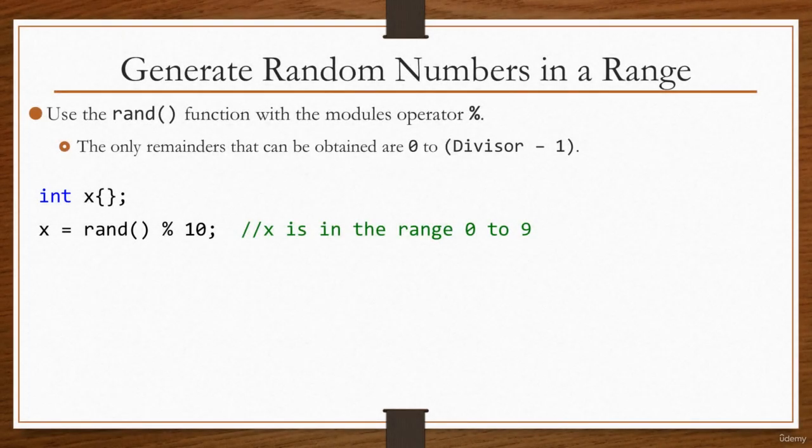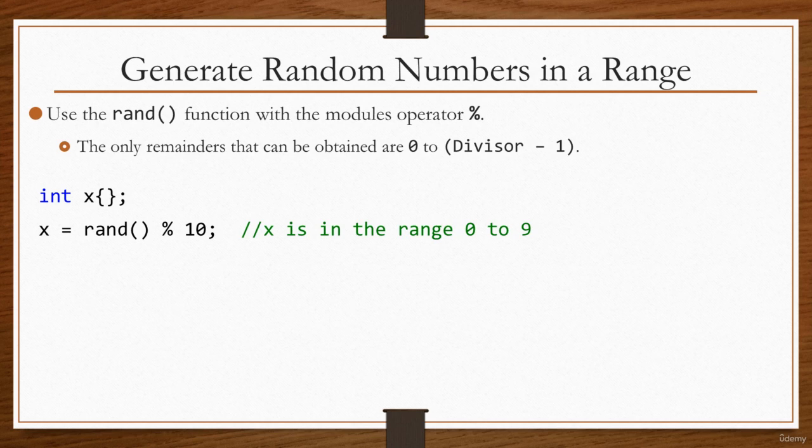Okay, so in the next section, I want to talk about how we can generate random numbers within a range, 0 to 9, for example. So we can do the rand function with the modulus operator, that's the percentage character. Now, of course, with the modulus operator, the only remainders that can be obtained are 0 to divisor minus 1.